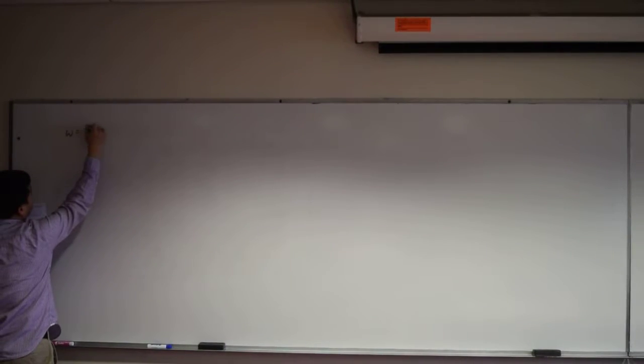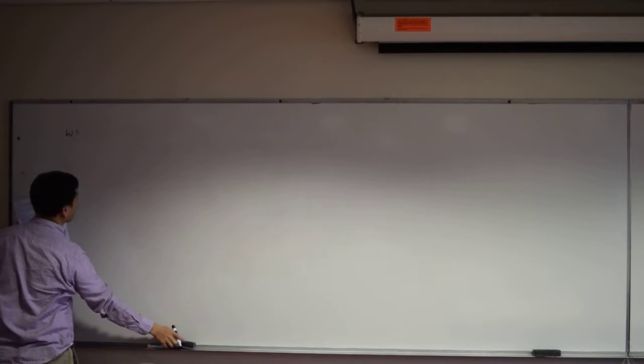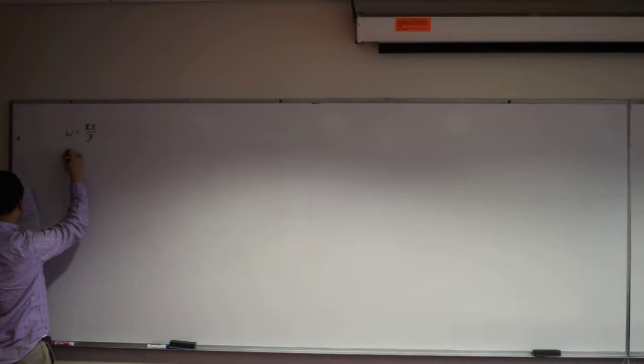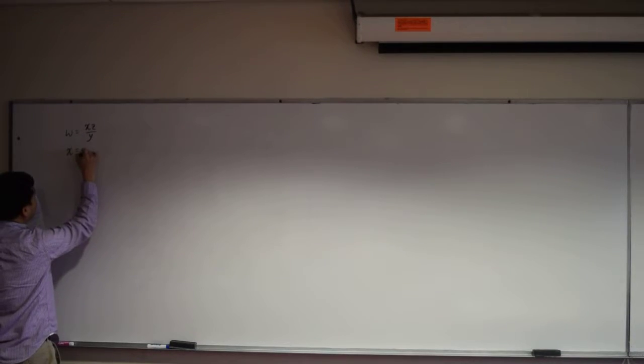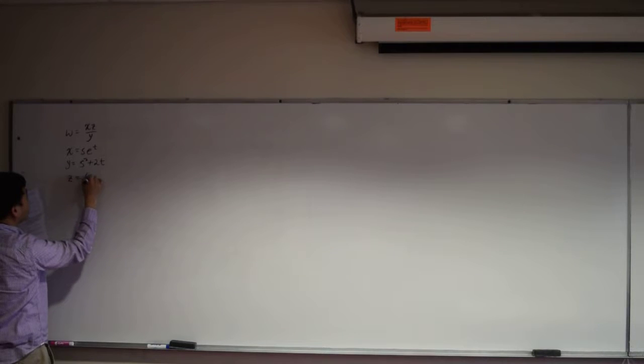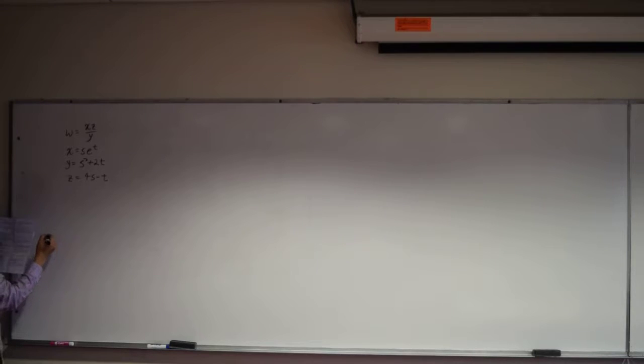w is xy over z, xz over y, z over y, and then x is s times e to the t, y is s squared plus 2t, and z is 4s minus t. Under these conditions, the question is to find ∂w/∂s.